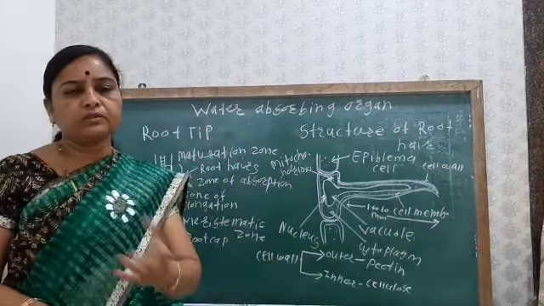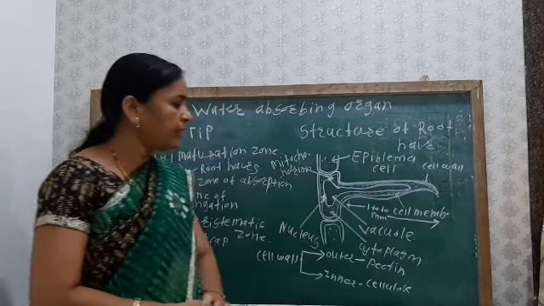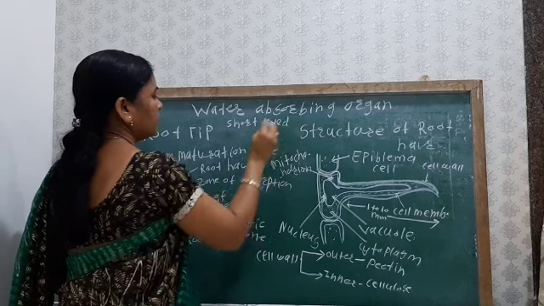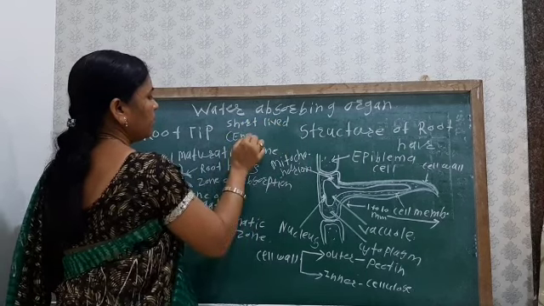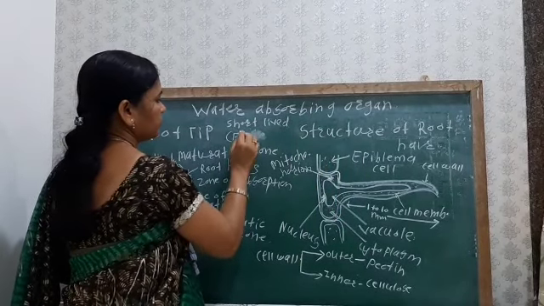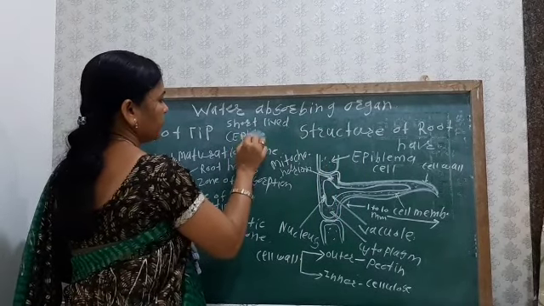Okay, so this root hair is colorless, unbranched, and short lived, that is, it is known as ephemeral. This root hair is short lived, so it is known as ephemeral.